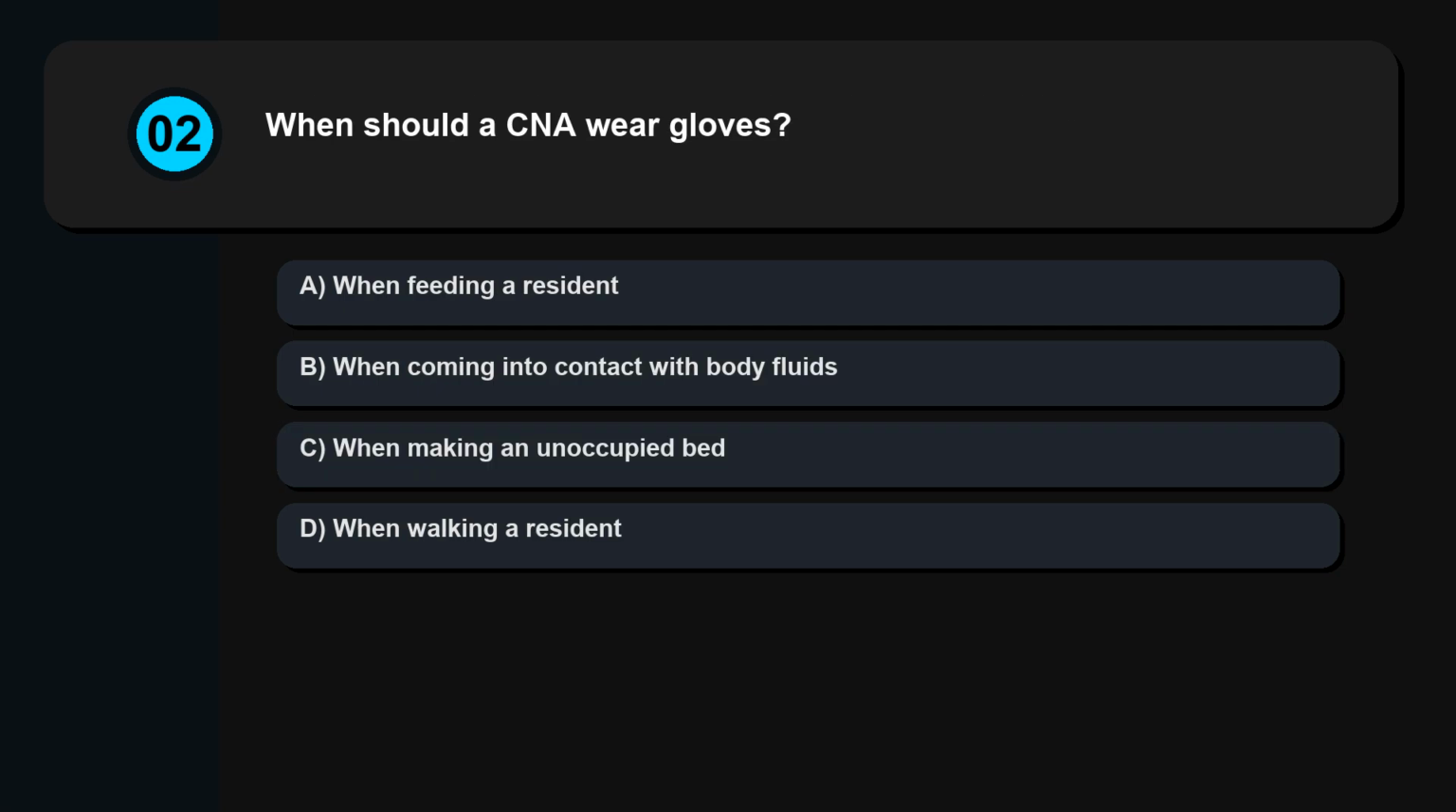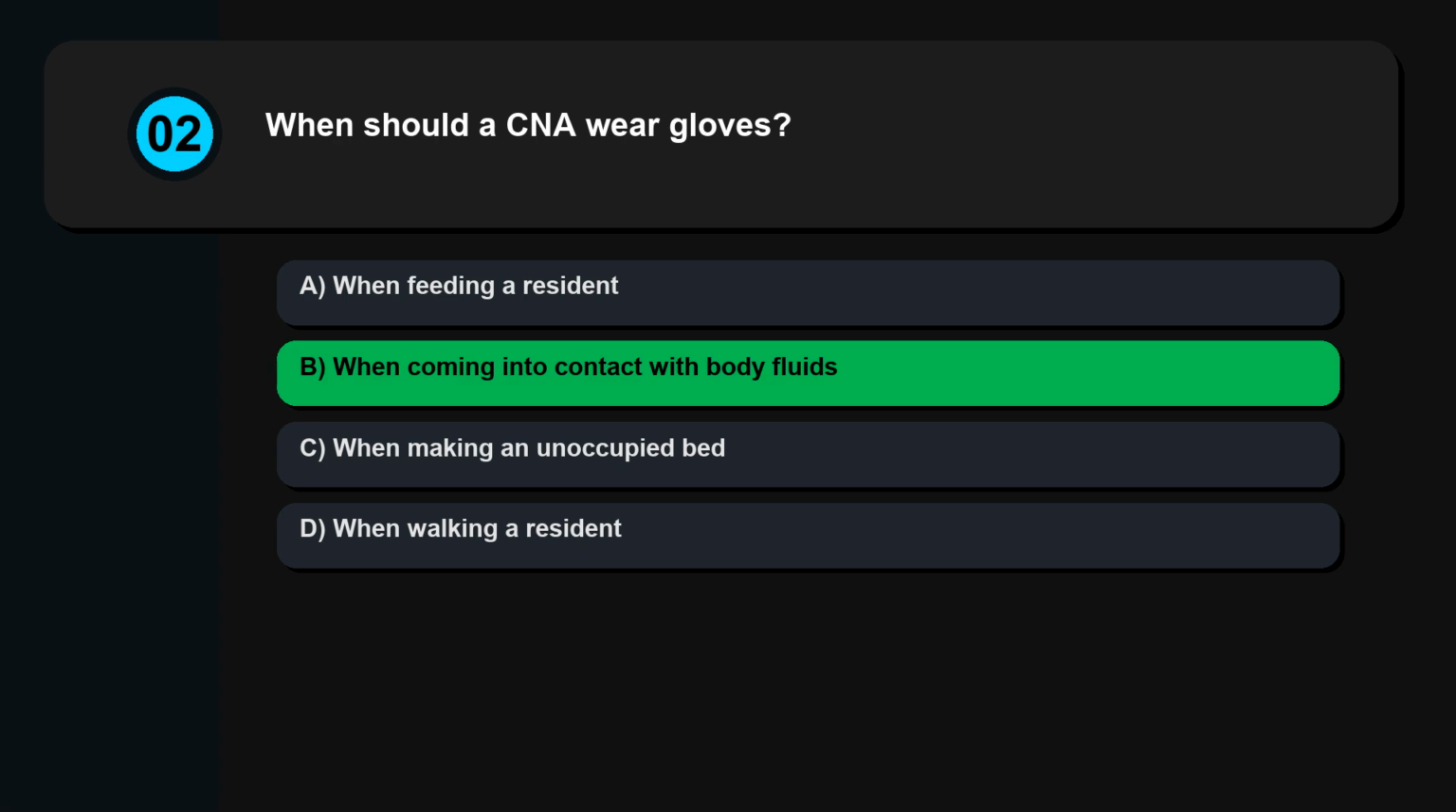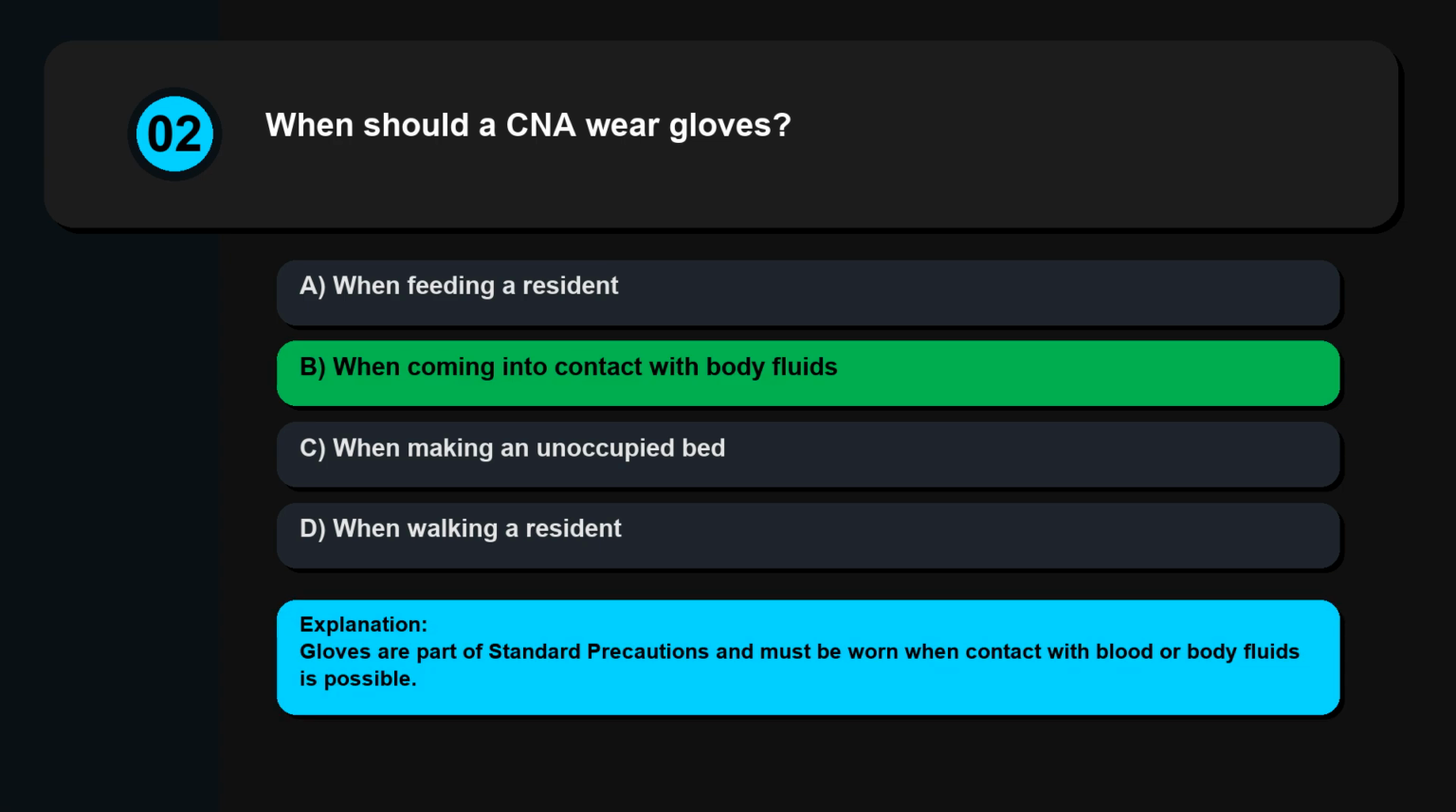Question 2. When should a CNA wear gloves? When feeding a resident. When coming into contact with body fluids. When making an unoccupied bed. When walking a resident. Gloves are part of standard precautions and must be worn when contact with blood or body fluids is possible.